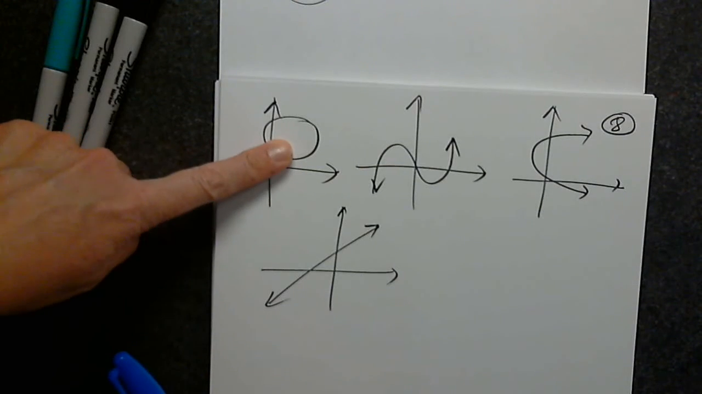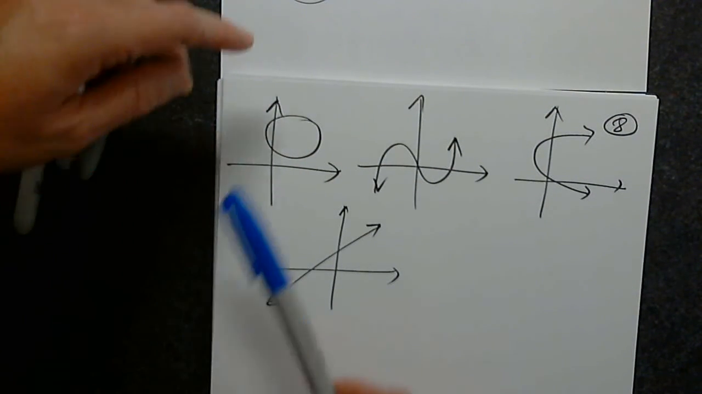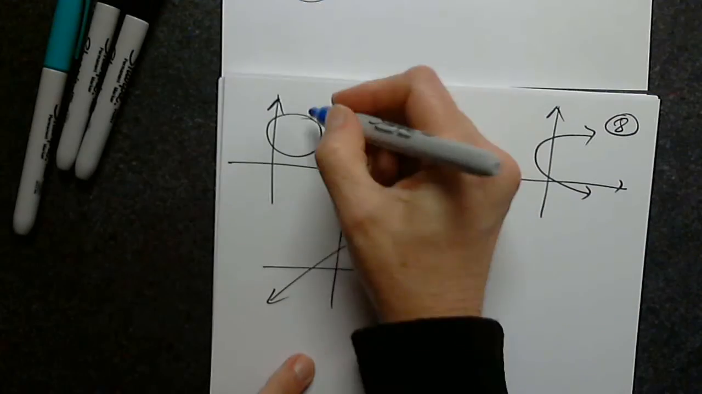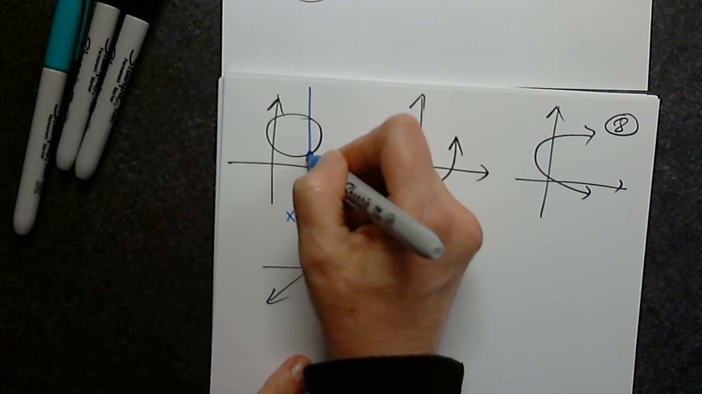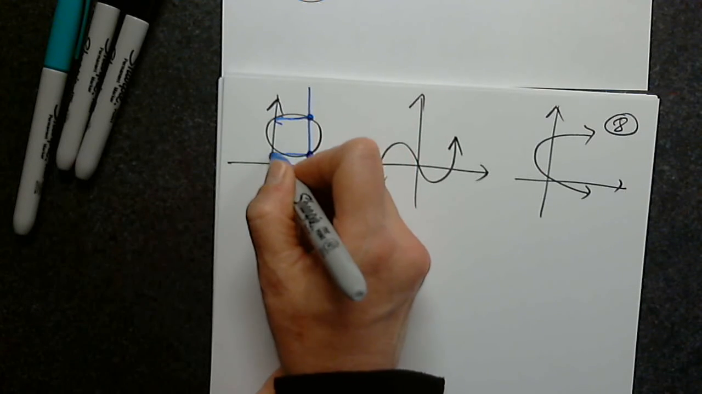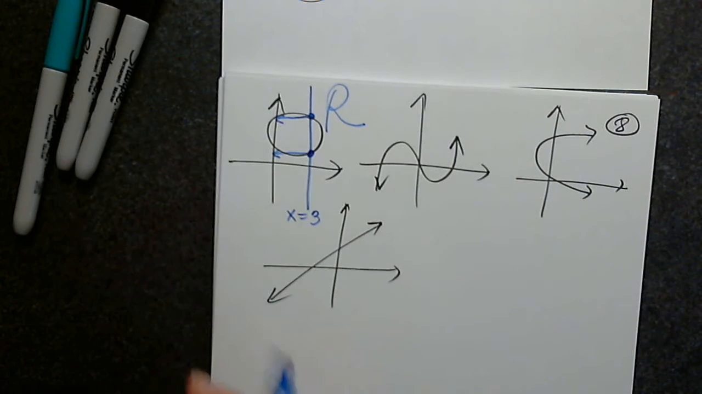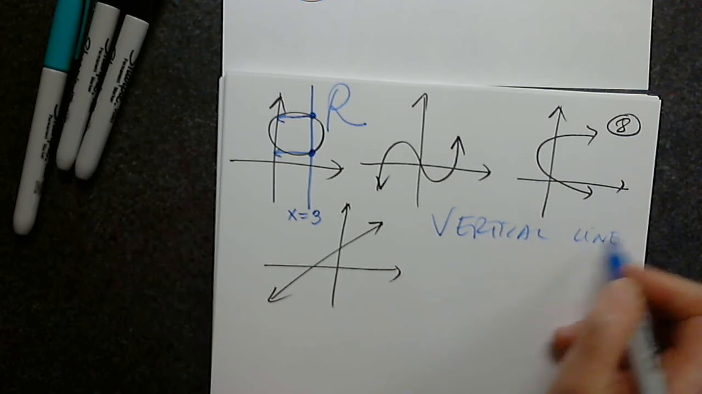So let's start with the first one. Does this graph represent a function? No. By the vertical line test, for this x value, say 3, it crosses the graph in 2 points. Therefore, I will read 2 different y values. So this is a relation, not a function. By the vertical line test.